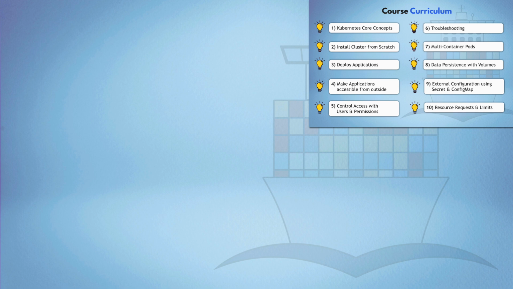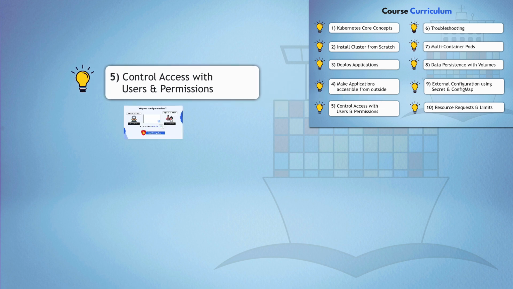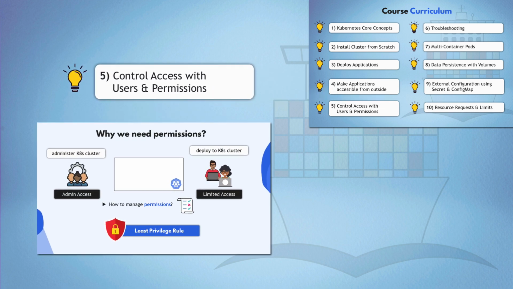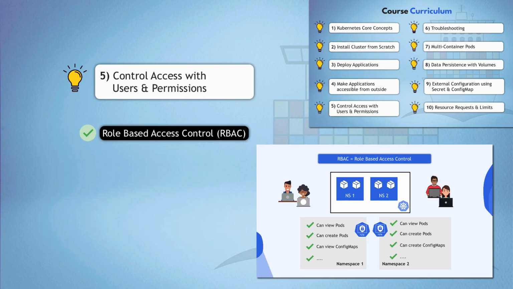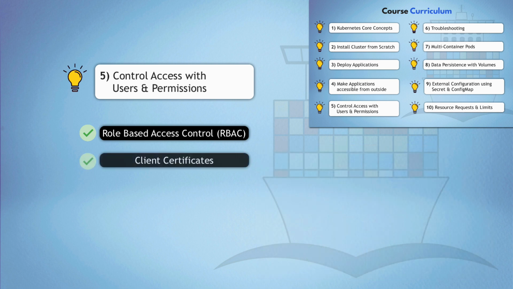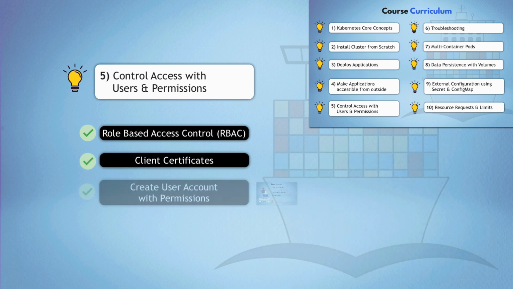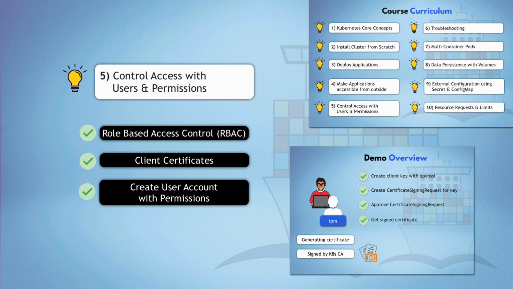Now, of course, you won't be the only one working with the cluster, because developer teams and other people will also need access. But you can't just give everyone admin access to the cluster, so we will learn about the concept of users and permissions in Kubernetes. We will learn about RBAC, or role-based access control. We will also learn how client certificates work in Kubernetes, and we'll create a client certificate for a new cluster user.